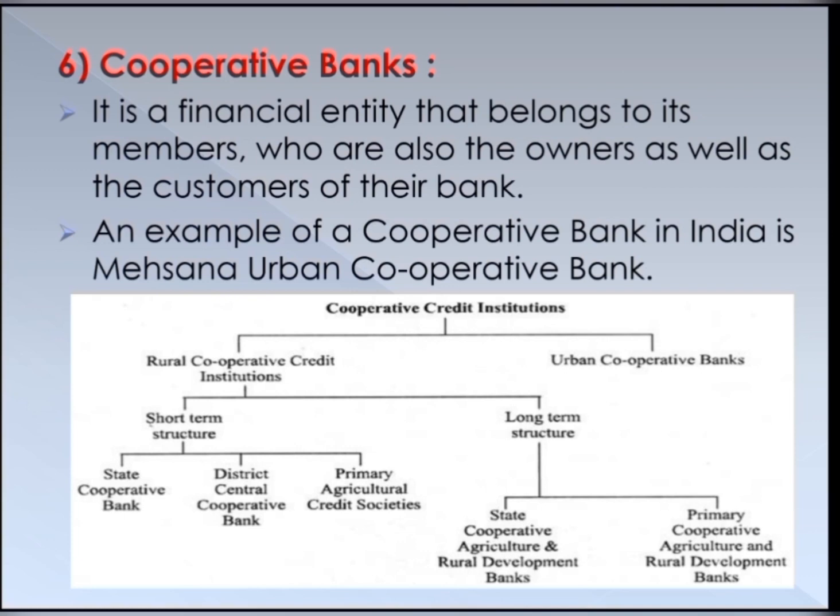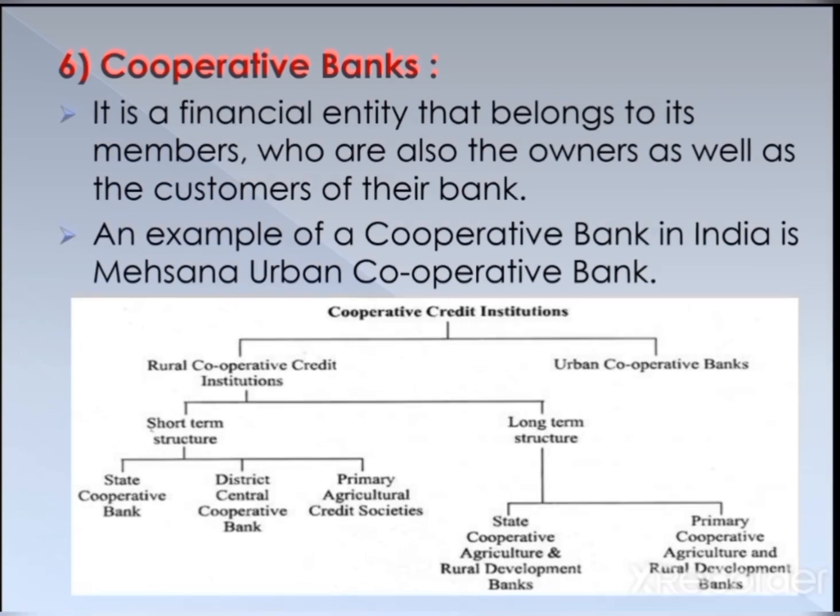Rural cooperative credit institutions can be classified as short-term structure and long-term structure. In the short-term structure, the short-term financial needs of agriculturists are catered to. There is a 3-tier federal structure under that. That is, at the apex, there is a state cooperative bank in each state. At the district level, there are central cooperative banks. At the village level, there are primary agricultural credit societies.